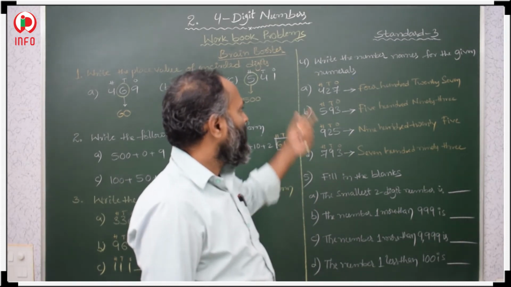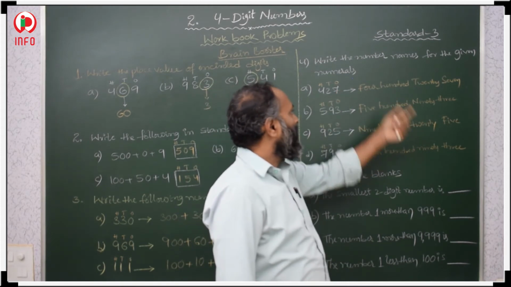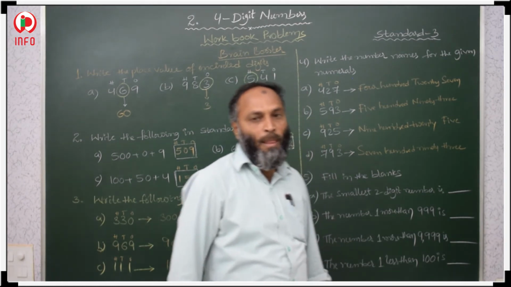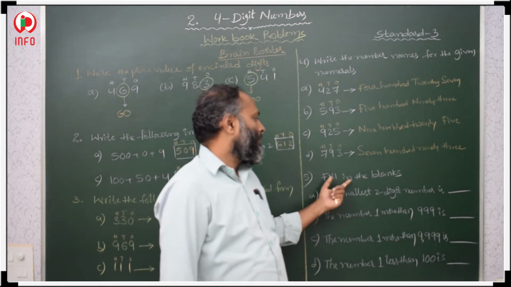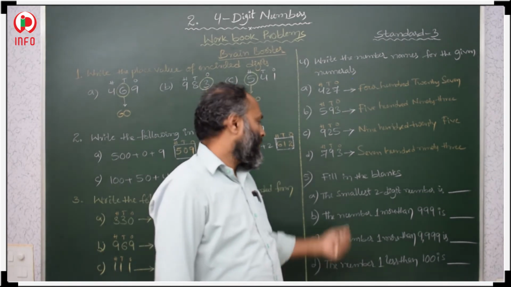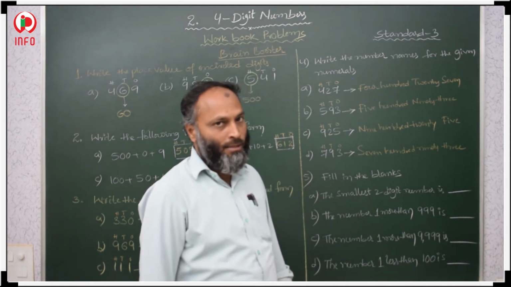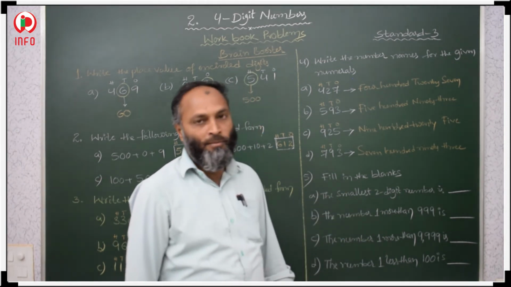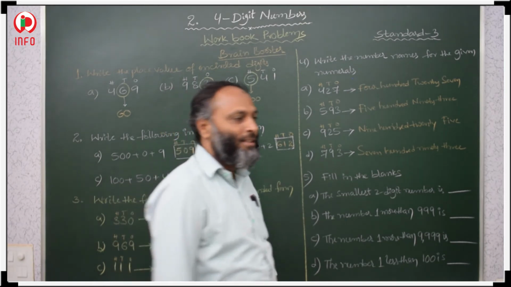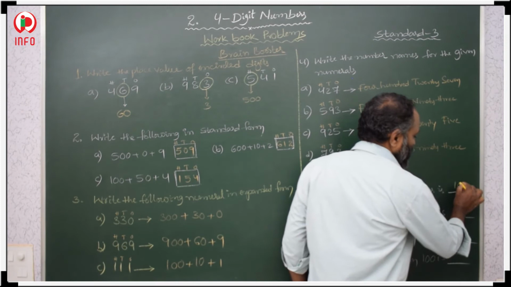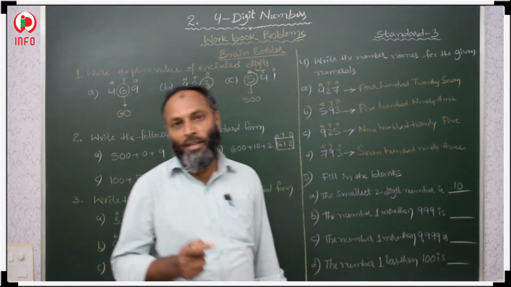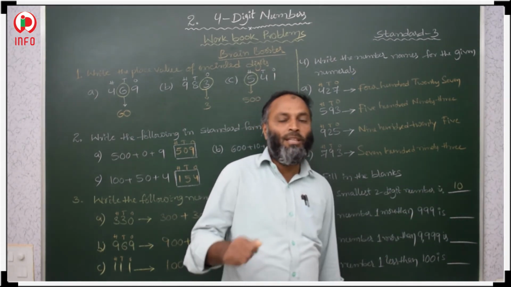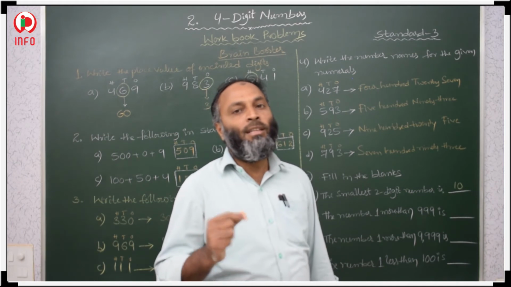Given numerals, we are writing in number names. Then fill in the blanks. Now here the next question is we have to fill in the given blanks. The first blank: the smallest two-digit number. The smallest two-digit number, we know, is 10. The smallest two-digit number starts from 10. 10, 11, 12, 13, 14. So at the very beginning the number 10 will come. That is why 10 is the smallest two-digit number.